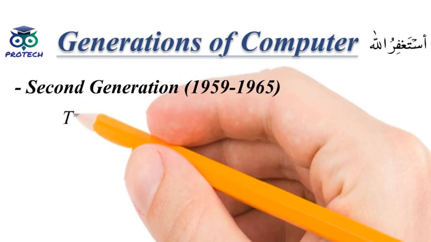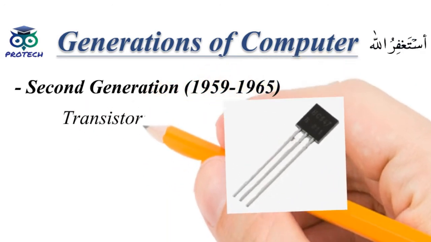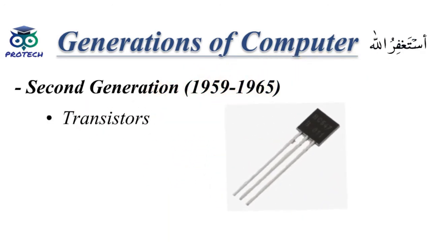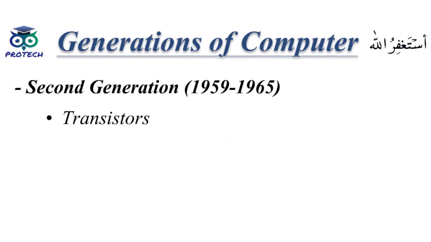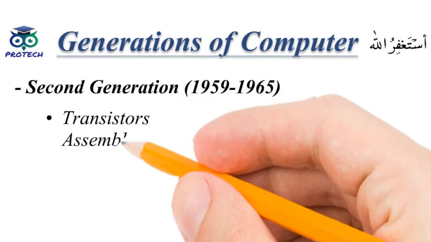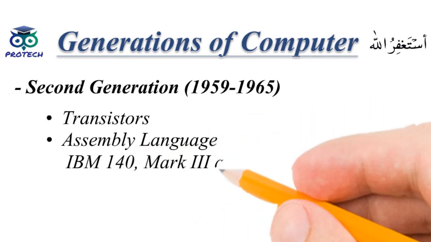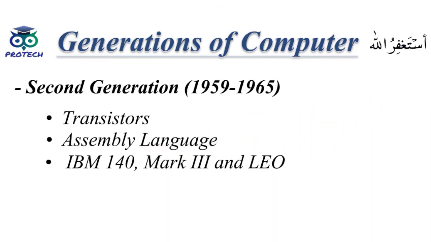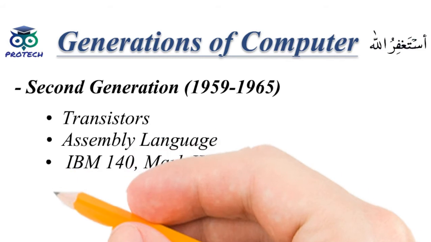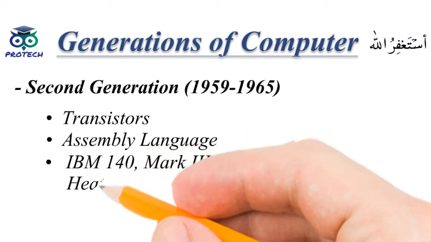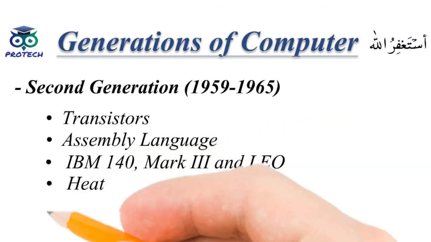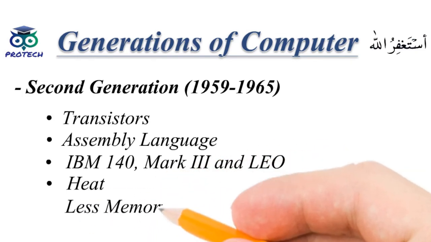These computers used transistors instead of vacuum tubes. If we define a transistor, it combines a large number of microcircuits into a single circuit board. These computers used assembly language. IBM 1401, Mark III and LEO are examples of second generation computers. The computers of the second generation were smaller, cheaper and more reliable than the first generation computers. But these computers were still slow, produced a lot of heat, and had less memory.